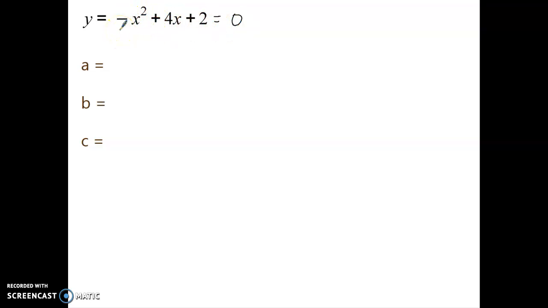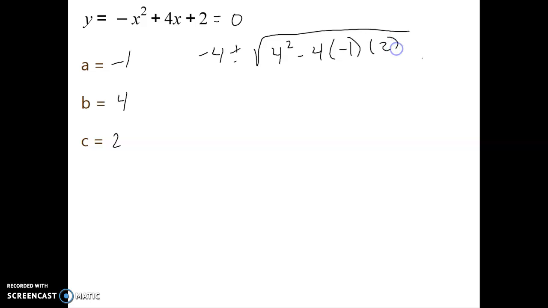When I'm going to do the quadratic formula, which is what I use when it doesn't factor, it doesn't matter whether this one is positive or negative. Okay, so let's substitute a for -1, b is going to be 4, and c is going to be 2. Okay, substitute that into the quadratic formula. Negative b plus or minus the square root of b squared minus 4 times a times c, all divided by 2a.